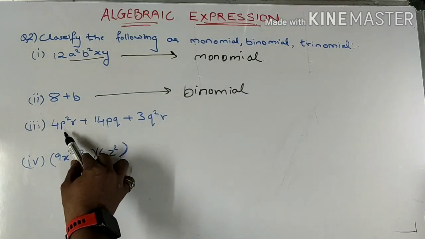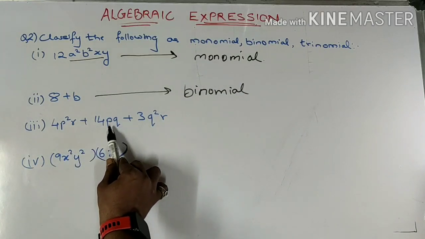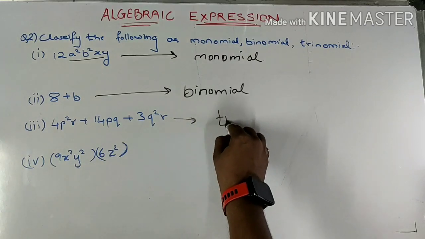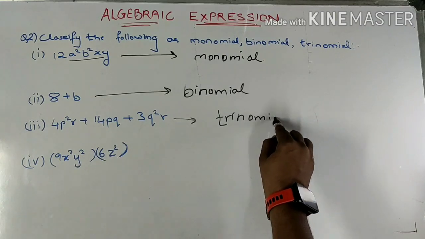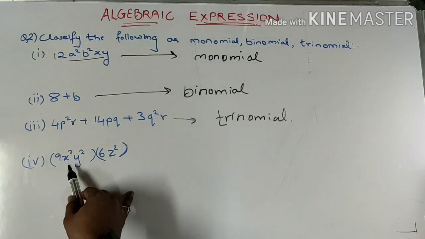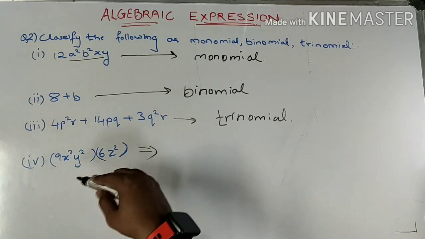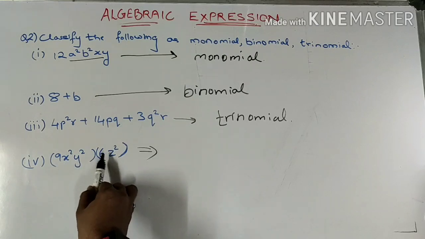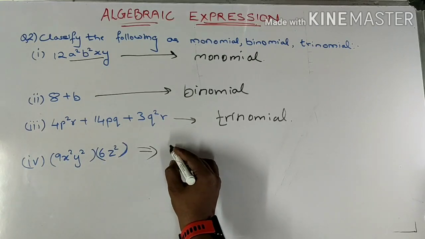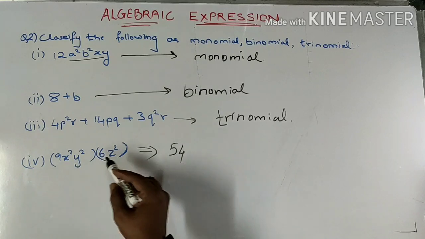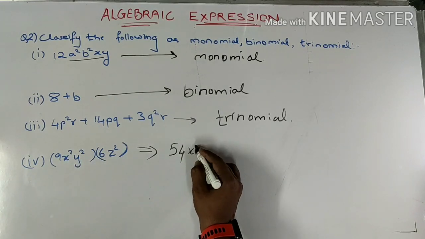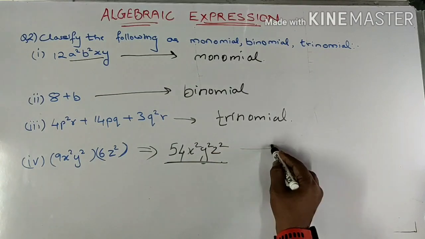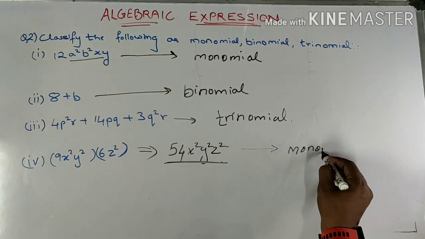Third, there are three terms: 4p square r plus 14pq plus 3q square r. Hence it's a trinomial. Over here there has to be done something for this. So when you multiply the coefficients, 9 times 6 is 54, and x square, y square, z square. So this together is one single term and hence it is a monomial.